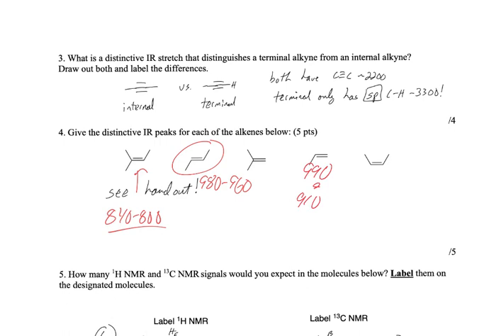This is a cis. The cis was 730 to 675. And this one was 890. Right, so just being able to identify tri, di, all those kind of things, cis and trans. Should be able to do that, but now you have IR stretches for them.